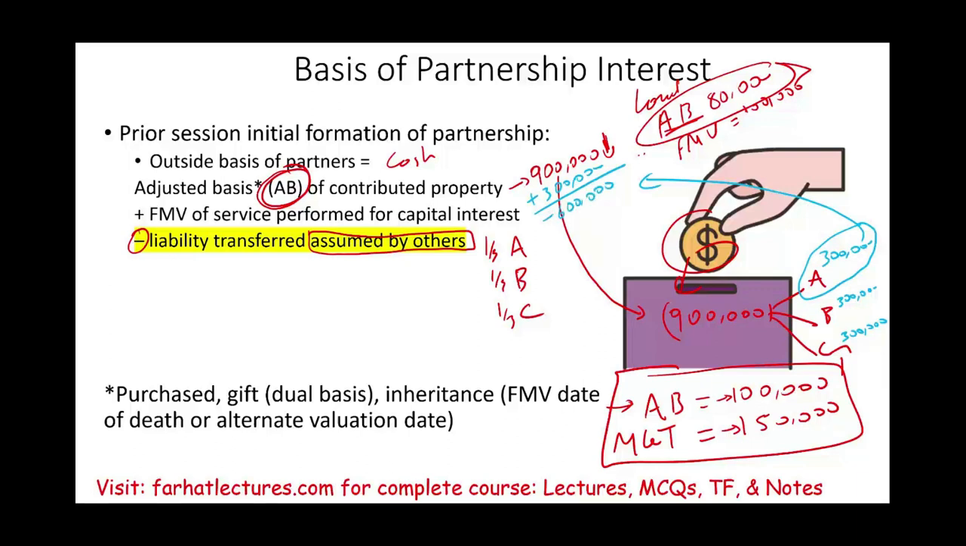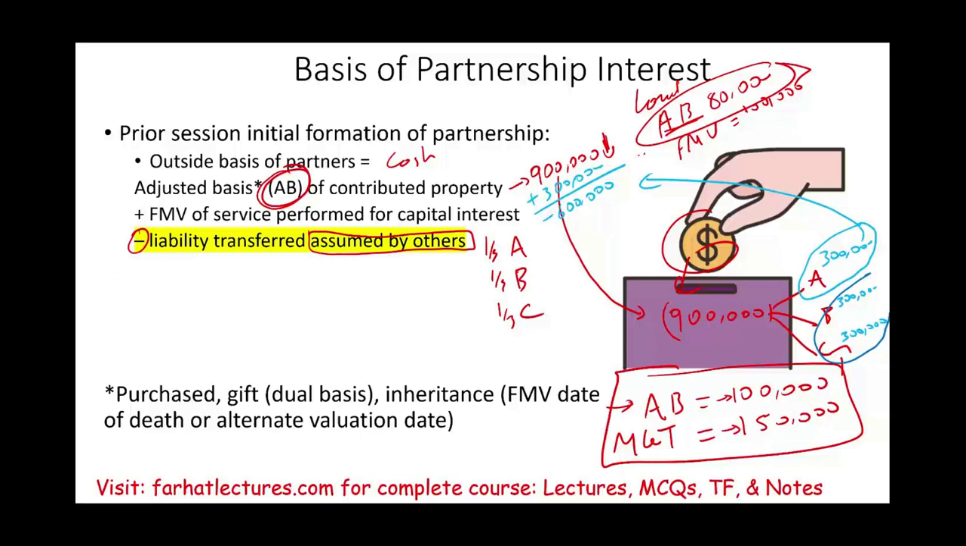So if you contributed a liability, you reduce it by the liability that is assumed by others. How much is the liability assumed by others? The other 600. And I just showed you how you compute this. You would say, okay, I contributed. Generally speaking, I should reduce my basis by 900, but I'm responsible.